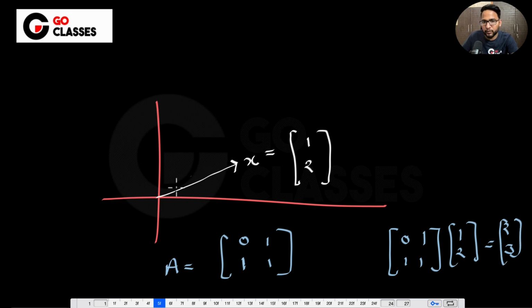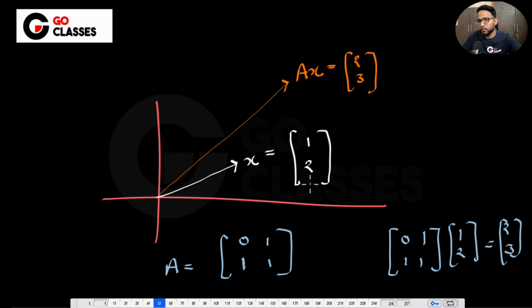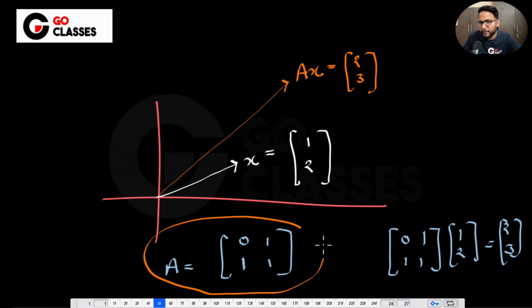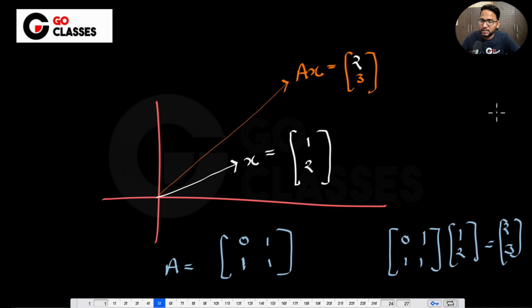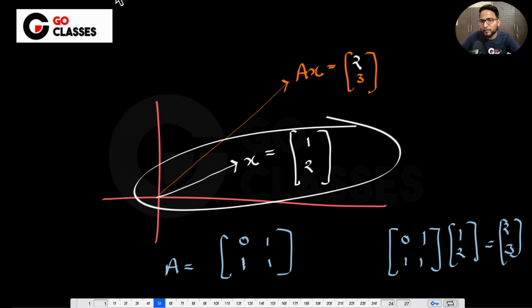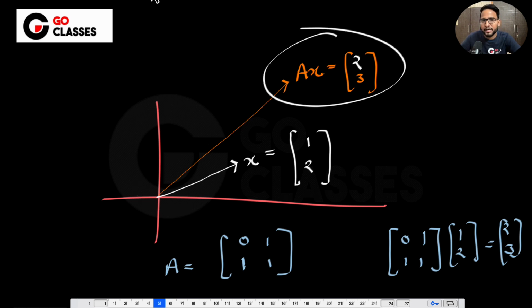So it was (1, 2), and then you got (2, 3), maybe somewhere here, right? So what do I mean by that? This is basically Ax, which is (2, 3). So you started with (1, 2), but because of this matrix multiplication, you converted that (1, 2) to (2, 3). So this is what matrix multiplication is doing geometrically, isn't it? When you multiply a matrix with a vector, the result is also a vector.